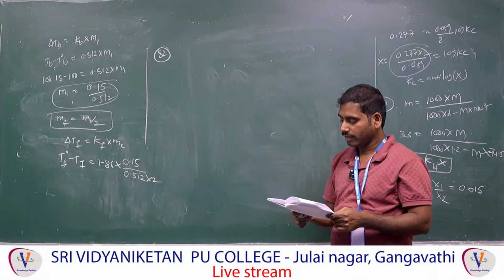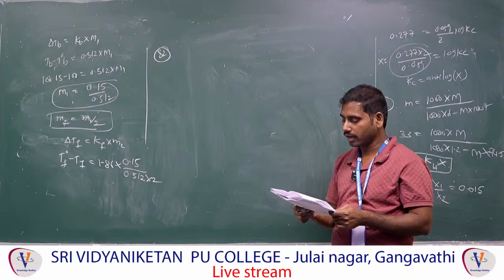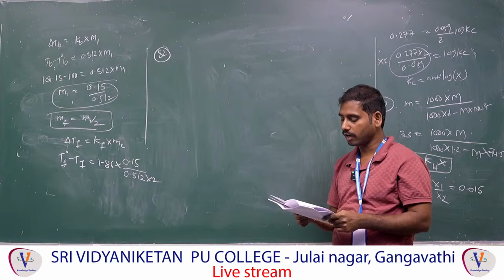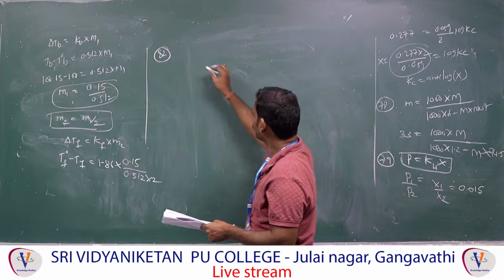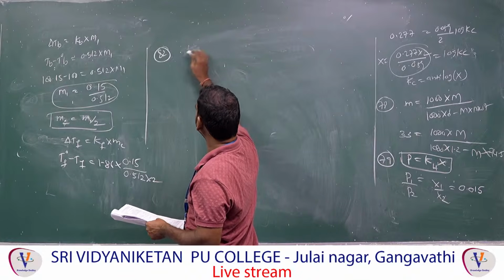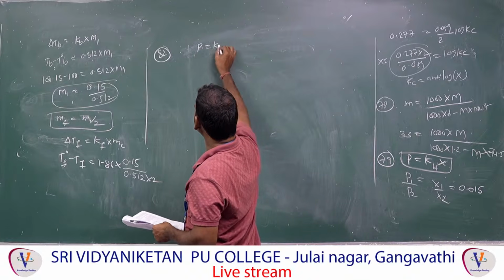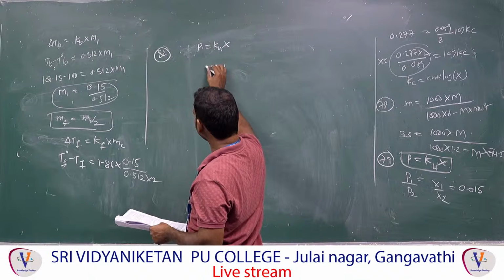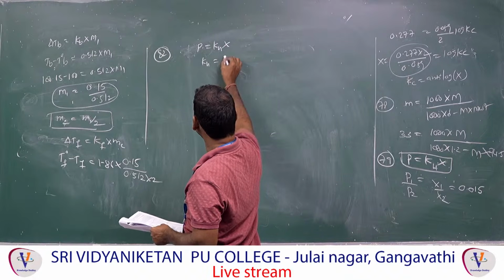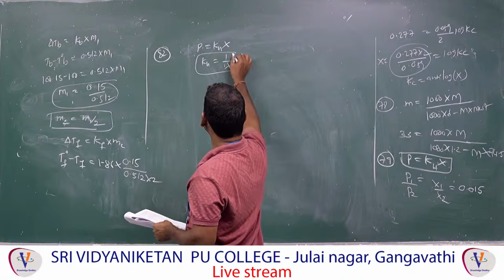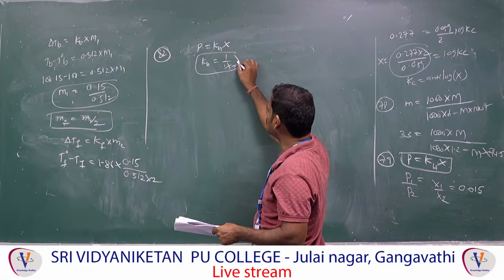Next one, 82. They are given the graph. What are they asking? KH value they are given, they are asking solubility. That means, P equal to KH into X, right? KH is inversely proportional to X, X is the mole fraction. Mole fraction is called solubility.